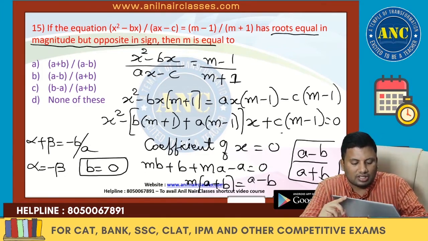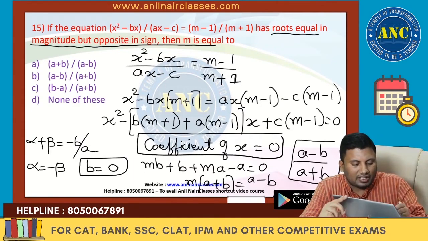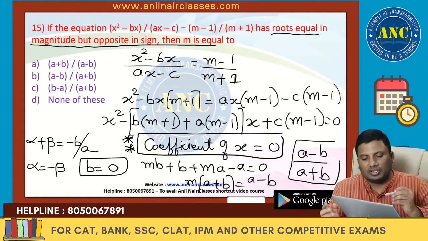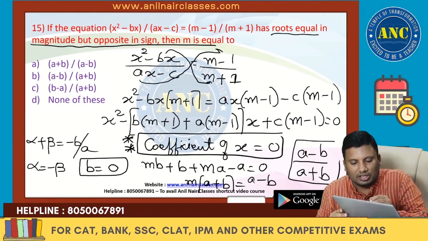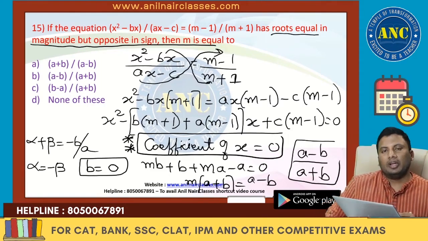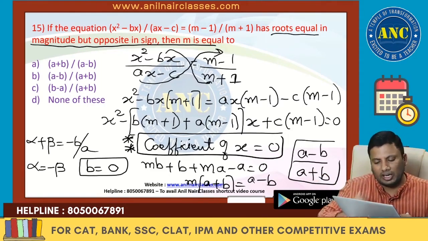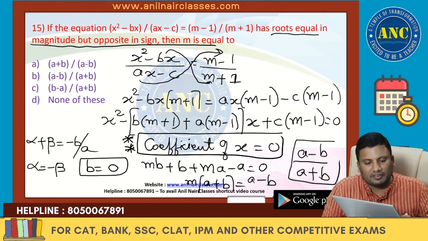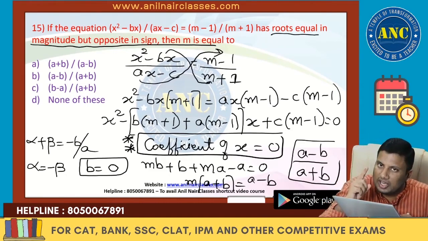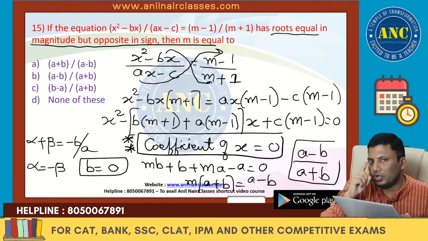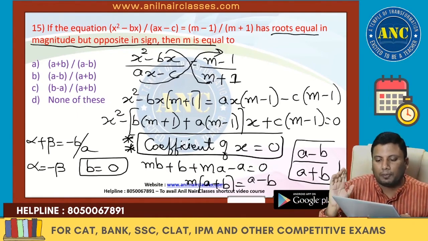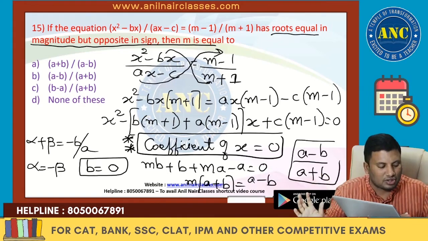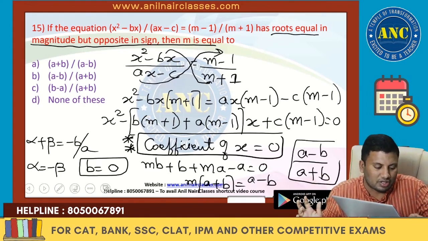What is the root cause of this problem? Coefficient of x should be 0. Coefficient of x is easily determined: this into this and this into this, minus b into m plus 1, put everything to the left hand side. So coefficient of x should be 0. Roots are reciprocal to each other: constant should be equal to coefficient of x square. Roots are equal but opposite in sign: coefficient of x should be 0.